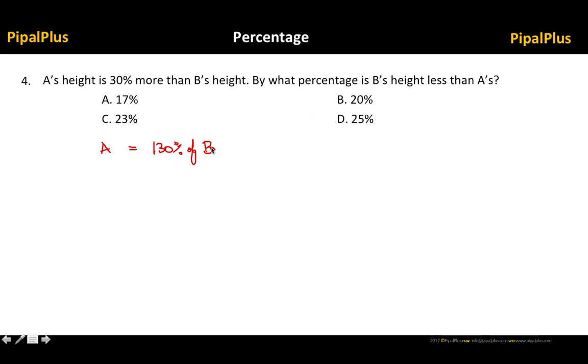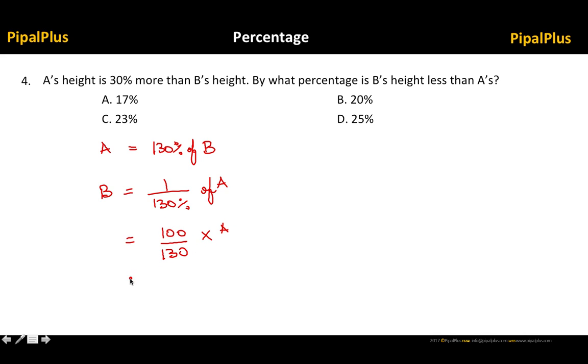So now we must express B as a certain percentage of A, right? Because that's what has been asked. So B equals 1 upon 130% of A, right? So I've taken this 130% here in the denominator. Now I know that the percentage symbol equals 1 upon 100, so I get B equals 100 upon 130 times A, right?